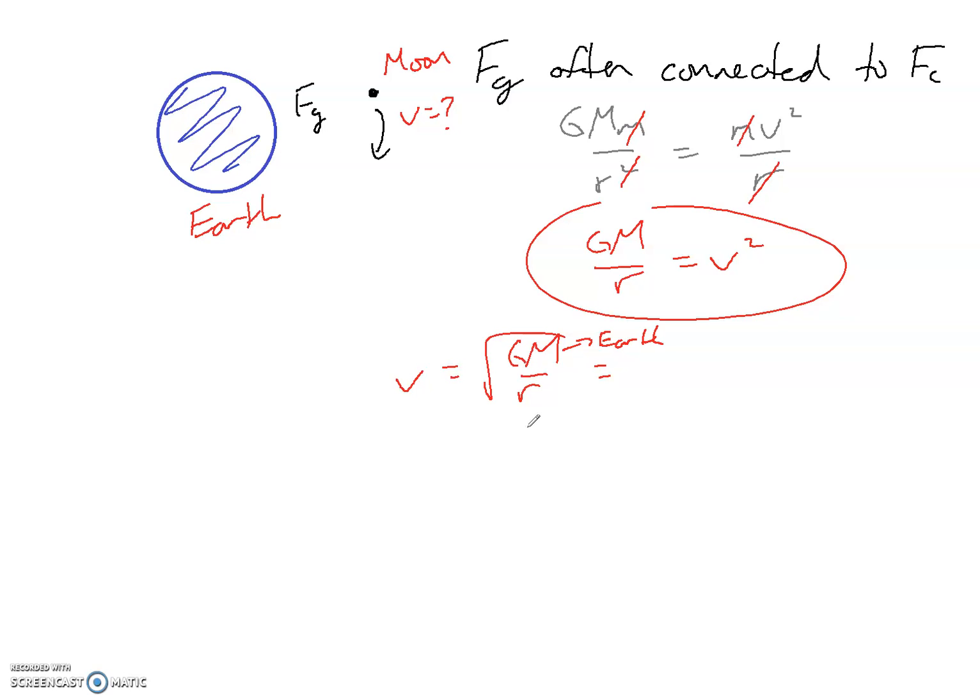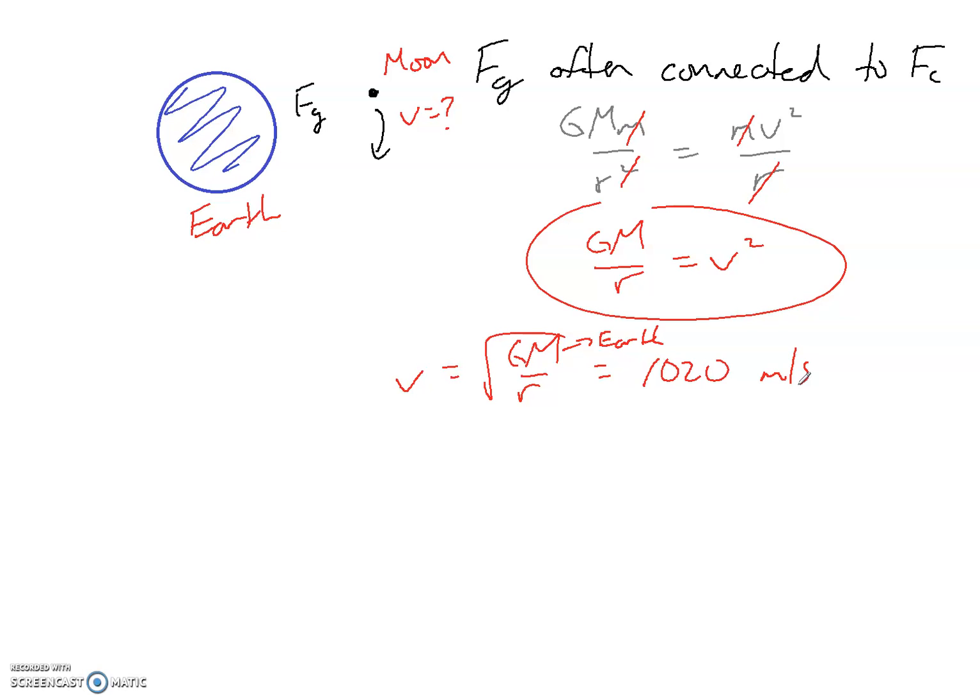And you can find approximately how fast, on average, the moon is actually going. So if we put those values in, we'll get a speed for the moon of around 1,020 meters per second. So that's approximately how fast the moon on average is going around the Earth.